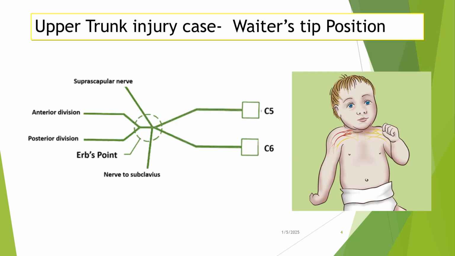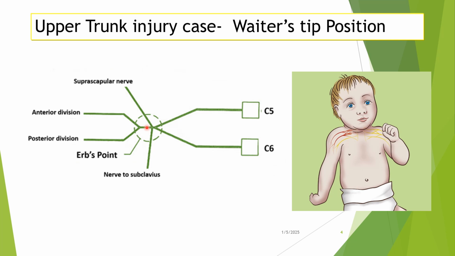Assuming that you have all understood the anatomy of the upper limb and the brachial plexus, we shall now discuss this case. What is Erb's point? It is a point where the six nerves meet: C5, C6 nerve roots, suprascapular nerve, nerve to subclavius, anterior division and posterior division of the upper trunk. Injury to the upper trunk or the Erb's point will cause Erb's paralysis.